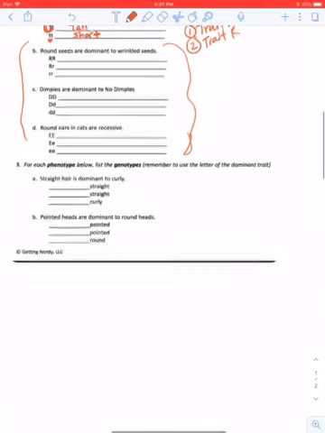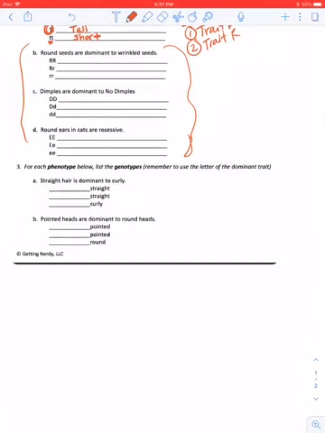I'm going to go down here to number 3. For each phenotype below, list the genotype. So they're giving us what it looks like. We have to tell what the genotype is. All right, so straight hair is dominant to curly. And that's not actually true. In real life and humans, curly hair is actually a dominant trait. But maybe in some species of animals, straight is dominant. I don't know. It's not in humans.